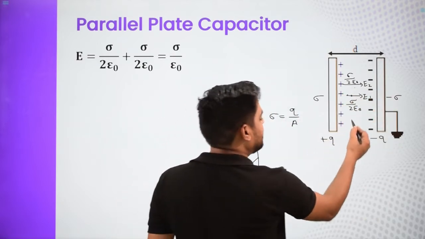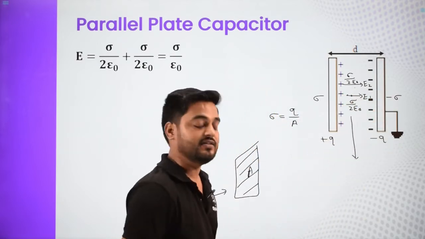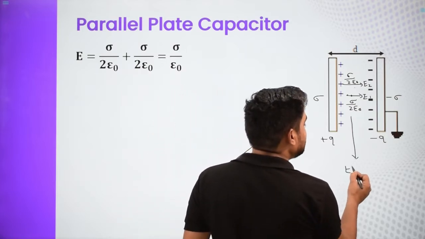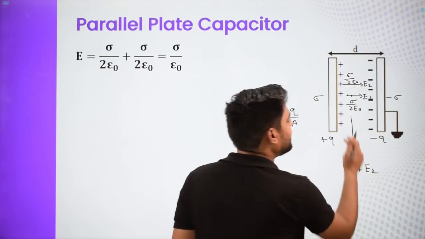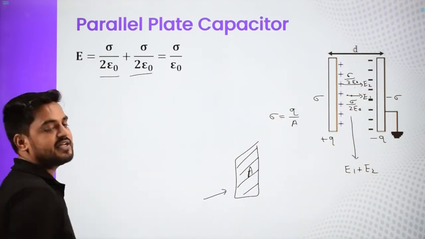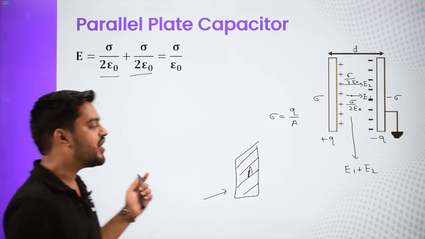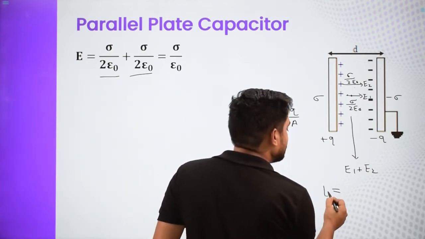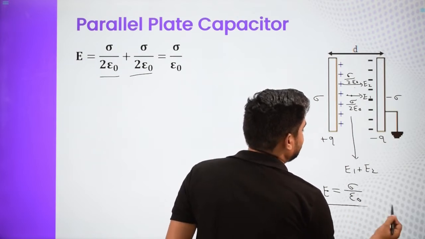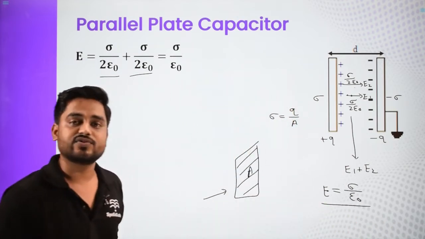So the overall electric field in between the parallel plates of the capacitor is nothing but E1 plus E2, because both the fields are in the same direction. That is sigma by 2 epsilon naught plus sigma by 2 epsilon naught. So the overall electric field in between is sigma by epsilon naught only, and that is a constant quantity as you can see.